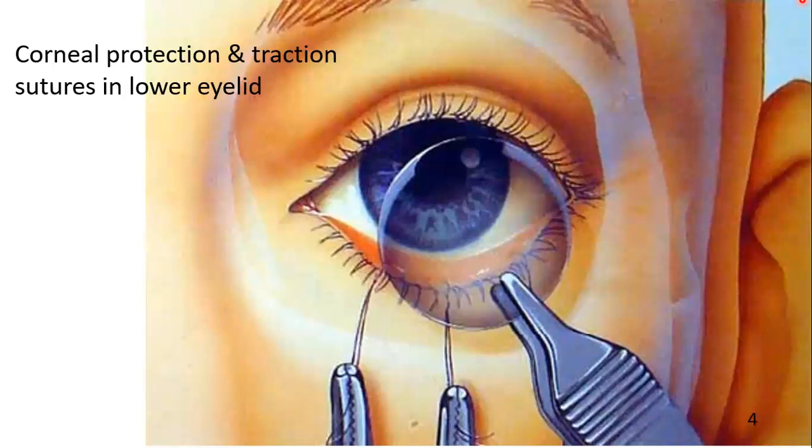Placement of a corneal protector, that is a shield, and two or three traction sutures placed through the lower lid assists in the placement of the shield and in subsequent surgery. Here you can see the lower eyelid is everted with a fine forceps and two or three traction sutures are placed through the eyelid. These should be placed straight through the eyelid from the palpebral conjunctiva to skin, approximately 4 to 5 mm below the lid margin to ensure that the tarsal plate is included in the suture.